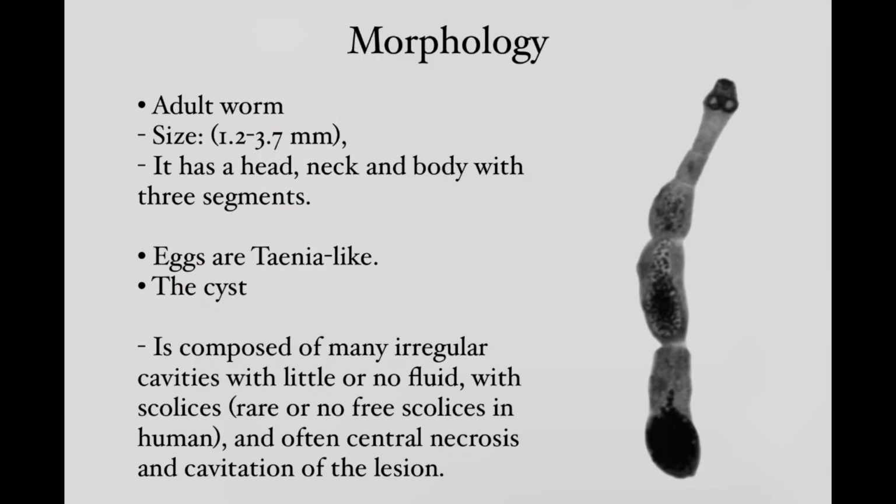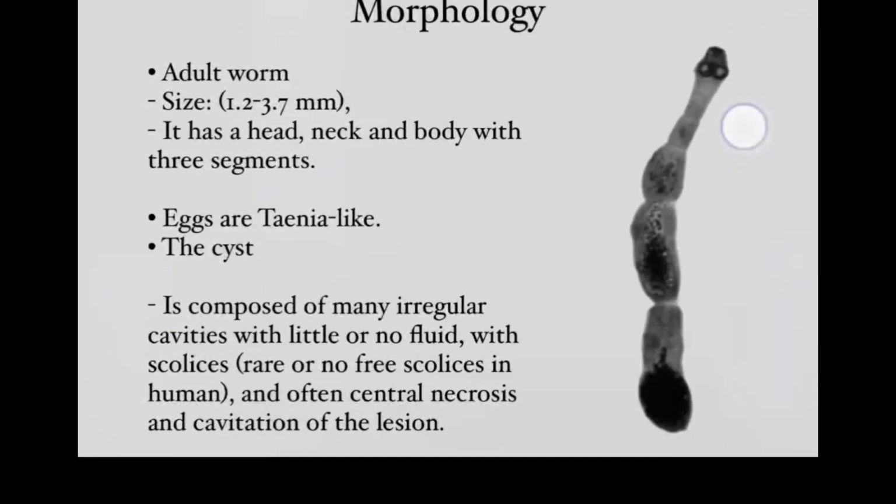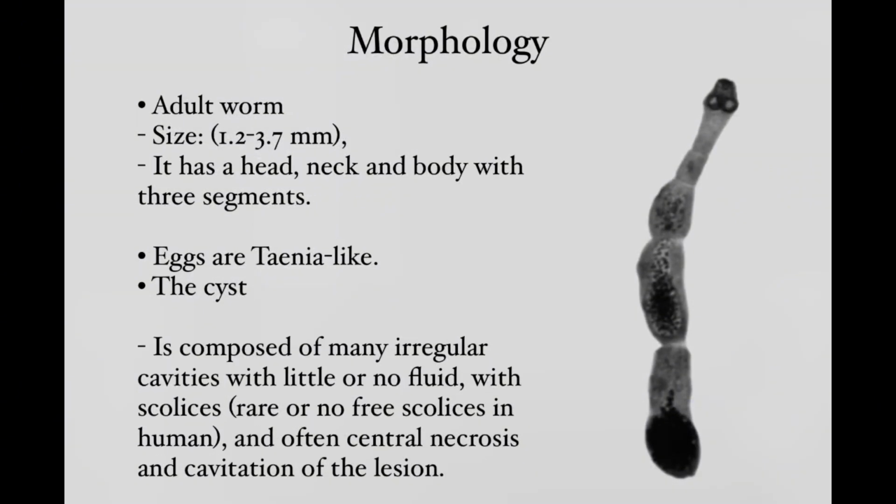The morphology of Echinococcus multilocularus: the adult worm is 1.2 to 3.7 mm. It has a head, a small neck, and a body with 3 segments. The gravid proglottid will be having eggs. The cyst is composed of many irregular cavities with little or no fluid, with scolices. The cyst will be having scolices in the case of human beings as their accidental host. We don't see the scolices inside the cyst. There will be central necrosis and cavitations of the lesion.